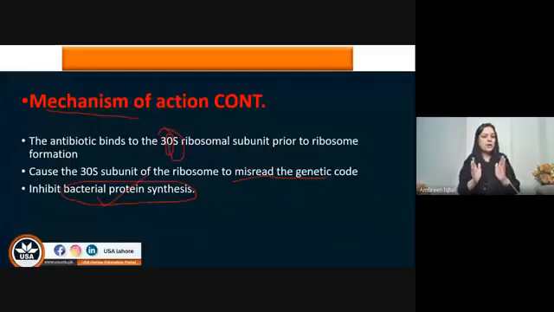So in short, the mechanism of action of aminoglycoside is to inhibit the bacterial protein synthesis by binding with the 30S ribosomal unit. There are two units of ribosome, 30S and 50S, in the bacteria, and it binds to the 30S. The next topic we are going to study is macrolides, and they bind with the 50S ribosomal unit, while aminoglycoside binds with the 30S ribosomal unit. So in this way, it inhibits the bacterial protein synthesis.